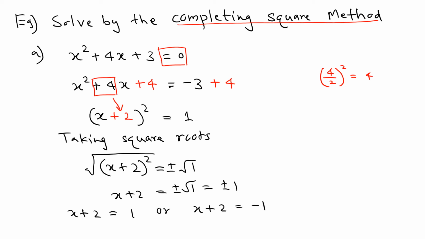And then we subtract 2 from both sides. So you can write this as x equals negative 1 when you subtract 2 from both sides, or x equals, if you subtract 2 from negative 1, you get negative 3. And those are the two solutions. And this is how you use the completing square method to solve the problem. So let's look at another one.